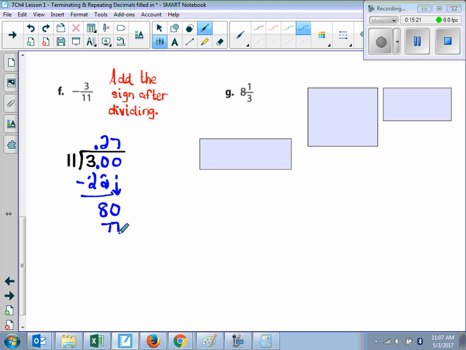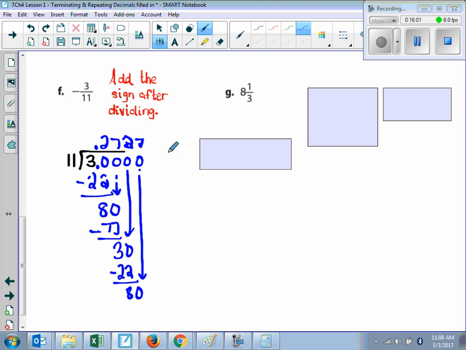You see what's happening here? 80 minus 77 is 3. Look at this. 3, right? So let's just check. So we're going to annex another 0. So 11 goes into 30 2 times. So 2 times 11 is 22. And then when we subtract, we get 8. And then if I annex another 0, what's going to be here? 80. And how many times does 11 go into 80? 7 times. You see what's repeating there?